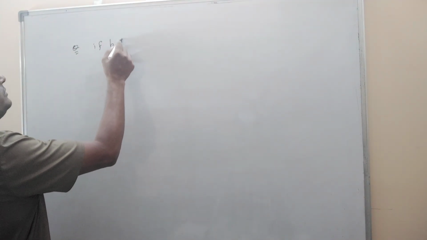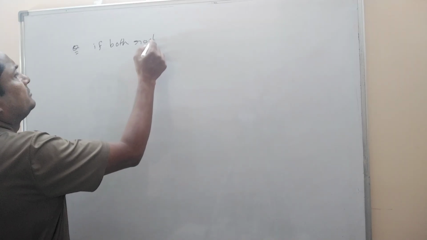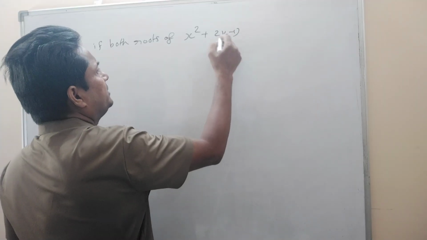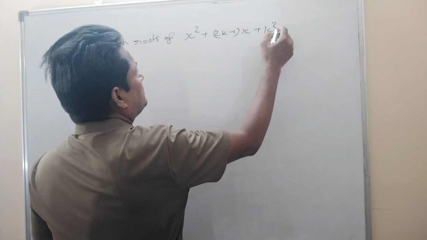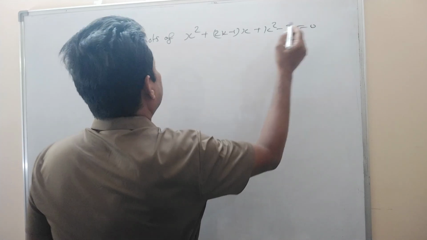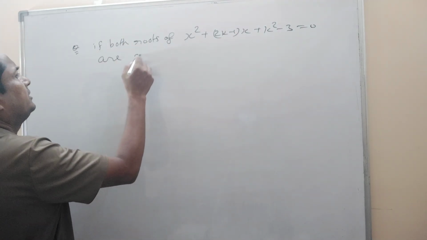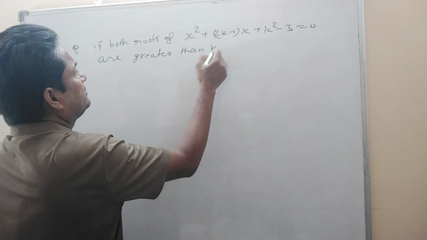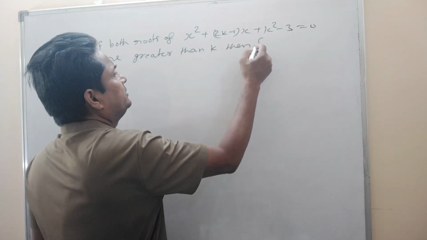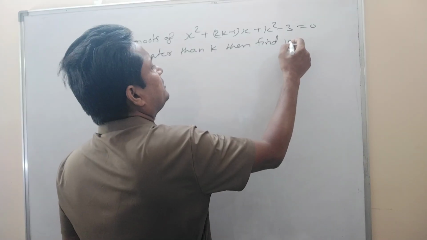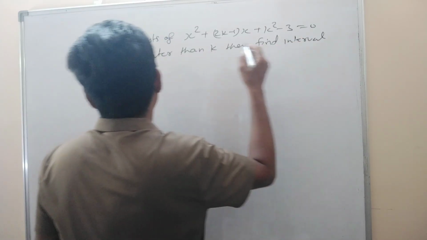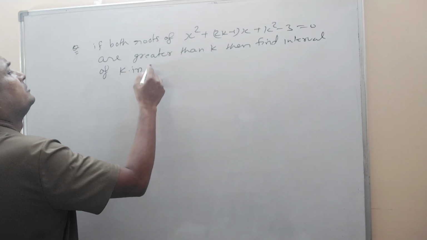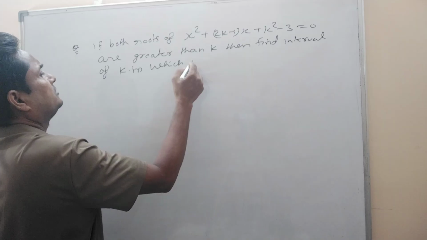If both roots of x square plus (2k minus 1) x plus k square minus 3 is equal to 0 are greater than k, then find the interval of k in which it lies.